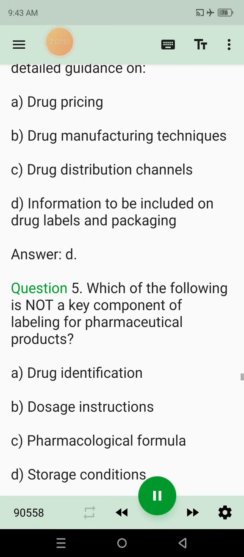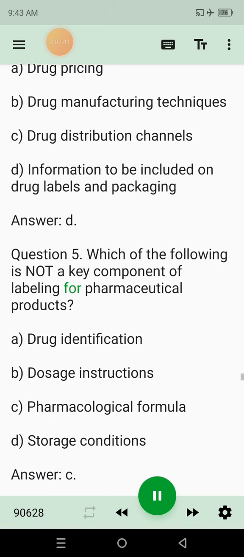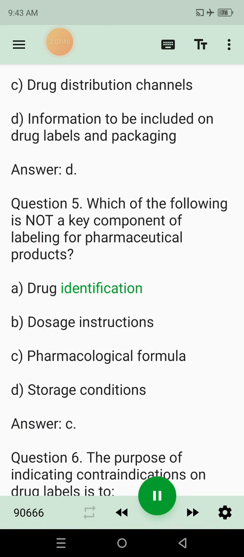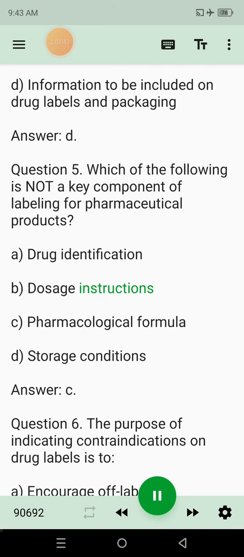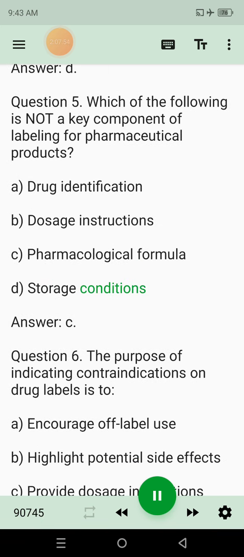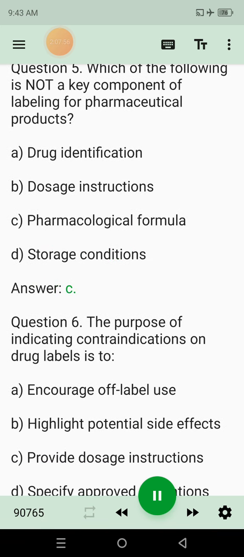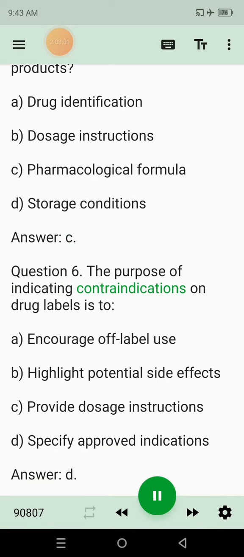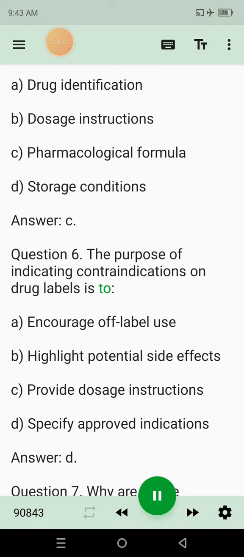D. Question 5. Which of the following is not a key component of labeling for pharmaceutical products? A. Drug identification. B. Dosage instructions. C. Pharmacological formula. D. Storage conditions. Answer. C.